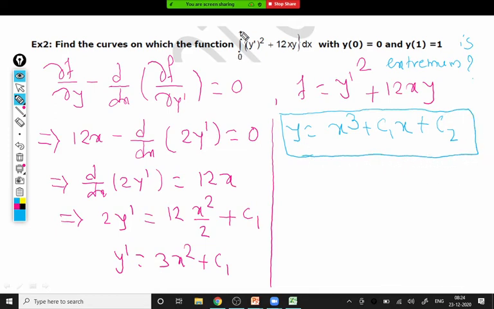Suppose the limits are written x1 to x2. This is the end of the answer. That is the curve for which the functional is extremum. That integral is extremum. But right now, this is not the full complete solution. There are particular points given.